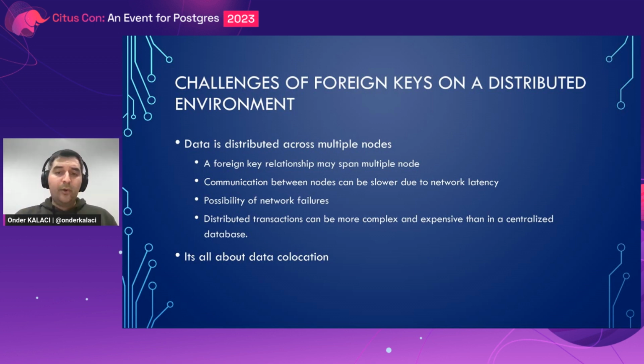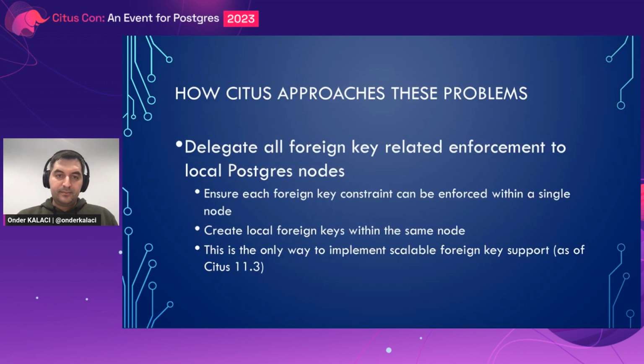So in general, all the challenges of foreign keys in a distributed environment are about data collocation. If the data is collocated within a single node, then it's almost trivial to just delegate the work to Postgres and let it handle it for us.